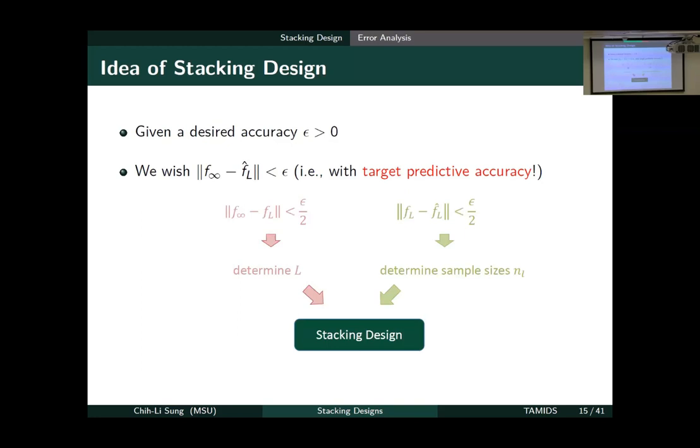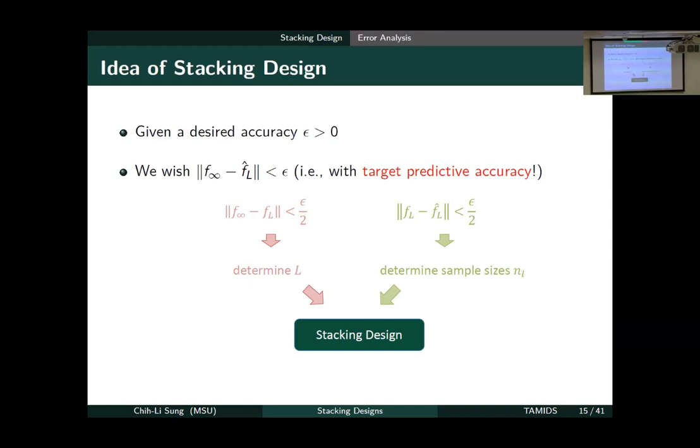Okay, so to do so, we can just make the simulation error smaller than half of epsilon, and also make the emulation error smaller than half of epsilon. By doing so, this can determine the number of fidelity levels you should use. And by making this smaller than half of epsilon, you can determine the sample sizes. All right. Then this forms our stacking design. So this is our main idea in this work. Any questions?